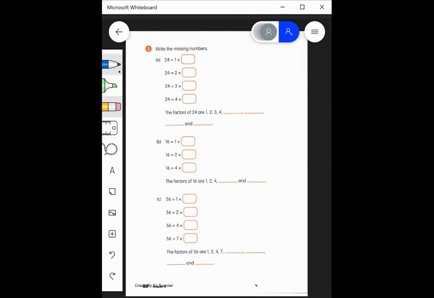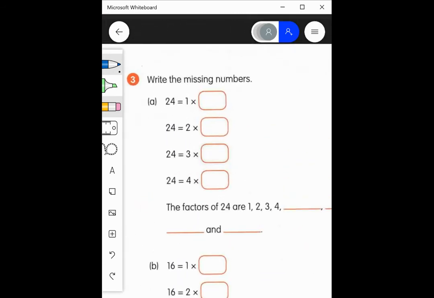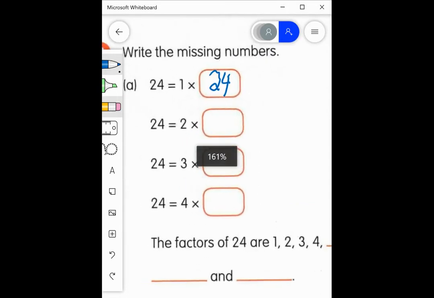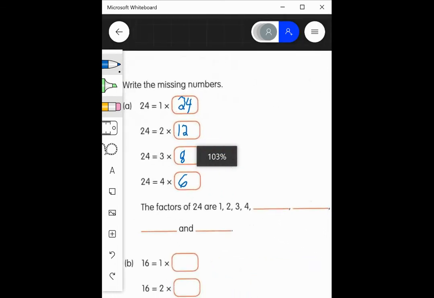All right, we have here page 88. It says write the missing numbers again. Here we need to say the first one is 24 equals 1 times 24. The next one is 2 times 12. These look like all the factors of 24, actually, or most of them anyway. We should say 3 times 8, and this should be 6. So that looks like all the factors now.